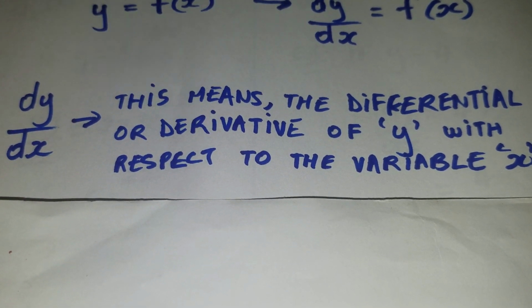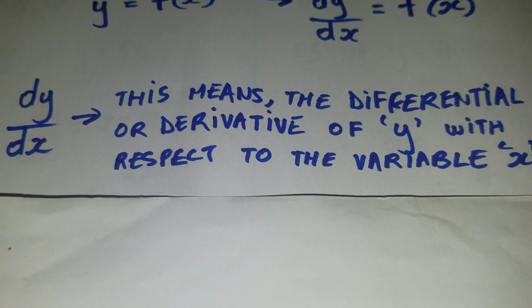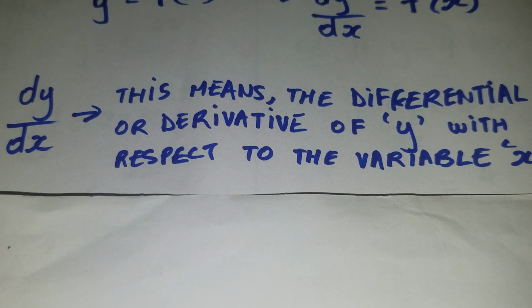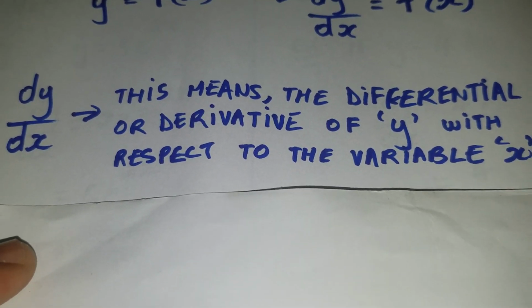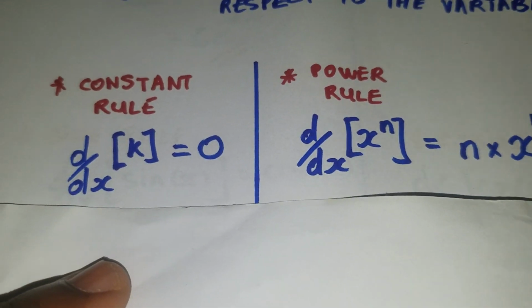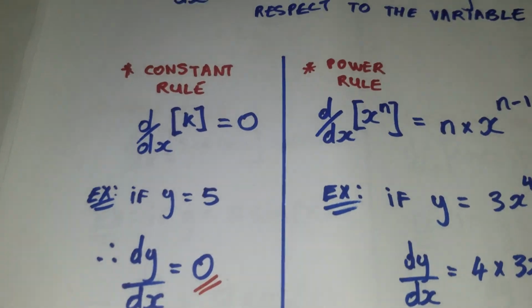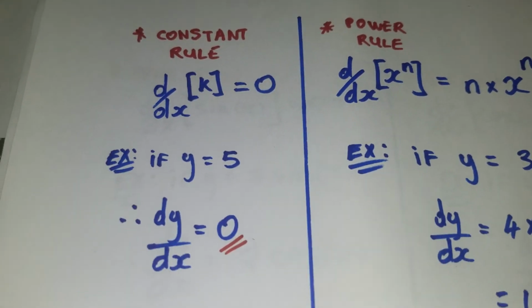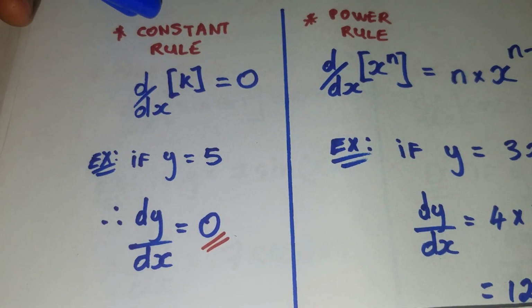Differential and derivative mean the same thing. And remember, the differential of a function is the gradient of that function at a specific point. Now, moving on, the first rule that we will look at is what we call the constant rule.